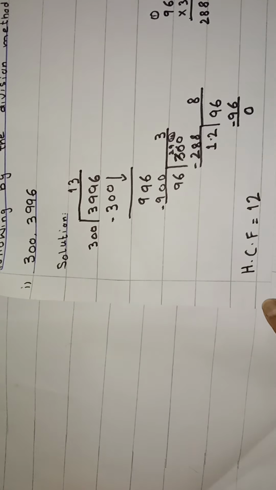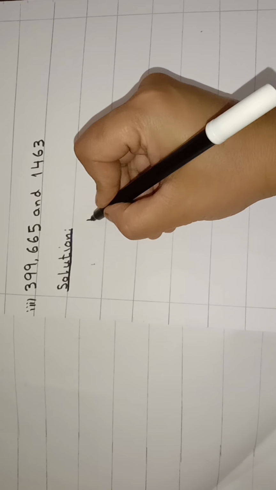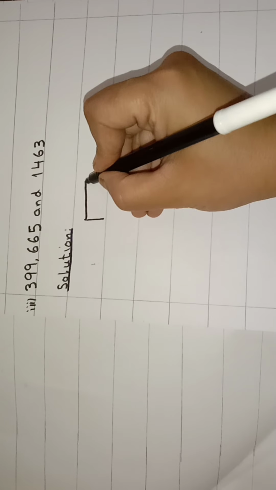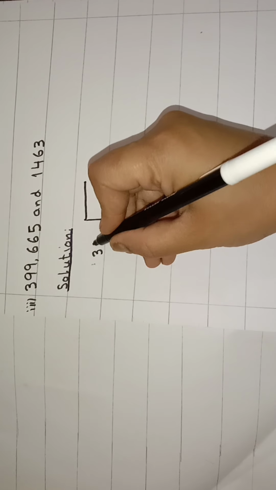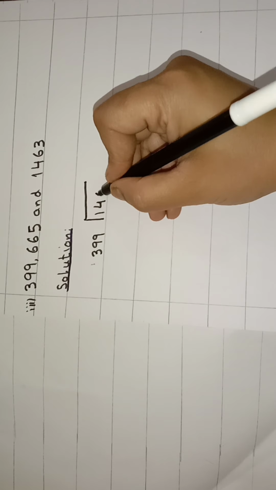Let's see another part. In part number 3, we have 3 terms: 399, 665 and 1463. First of all, we will take the smaller term and the bigger term to make our division easier. 399 and 1463.